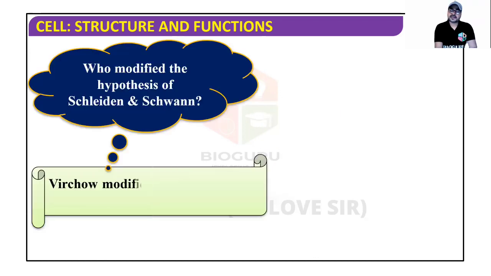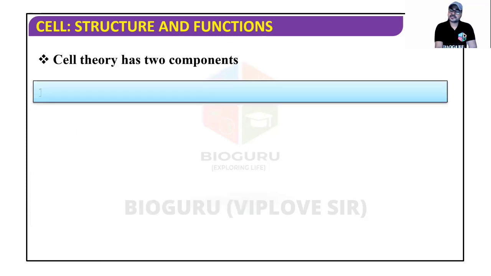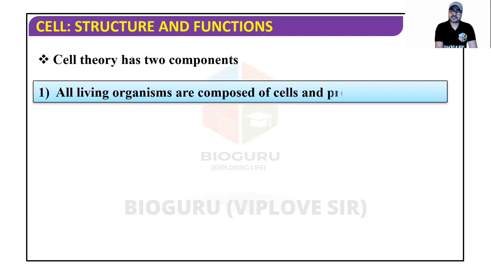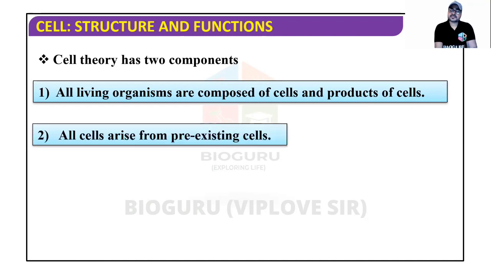And who modified the hypothesis of Schleiden and Schwann? As I told you, it is Rudolf Virchow. So Virchow modified the hypothesis of Schleiden and Schwann. And cell theory has two components or two postulates. First, all living organisms are composed of cells and products of cells. And second, all cells arise from pre-existing cells.